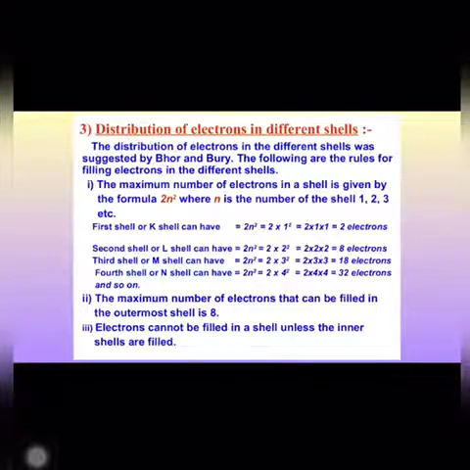It is based on certain guidelines or rules given by Bohr and Bury. This is known as the Bohr-Bury scheme. According to this scheme, there are the following rules for filling electrons in the different shells. The first rule is that the maximum number of electrons which can be present in a particular energy shell of an atom is given by the formula 2n square, where n is the number of the energy shell, that is 1, 2, 3, etc.